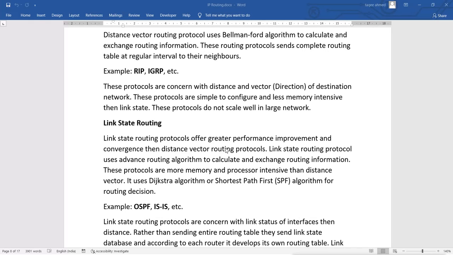Link state routing protocols offer greater performance improvement and convergence than distance vector routing protocols. Convergence means, if one path is down, finding the other path. Remember, dynamic routing automatically finds the other path. If you lose one path to reach the destination, then automatically it will find the other path.